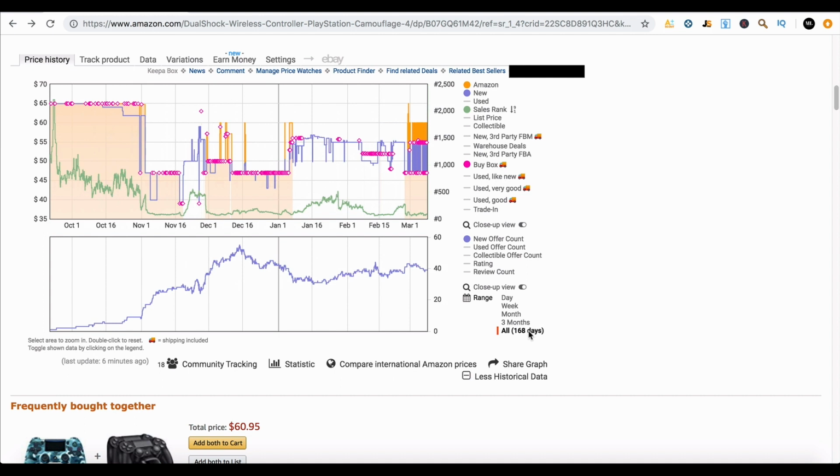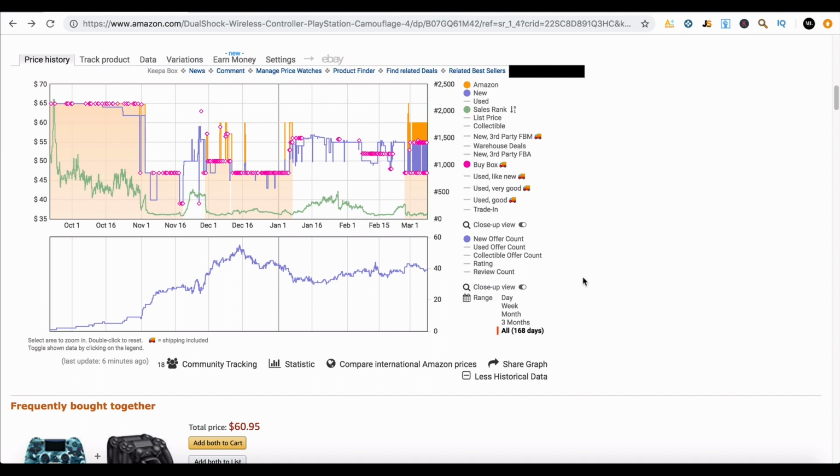But I always like to go back at least a year to get the most data that I can. Farther than a year, I really don't care about just because the markets change. So I only go back a year. And if I can't, then I just make do with what I have, like in this situation.